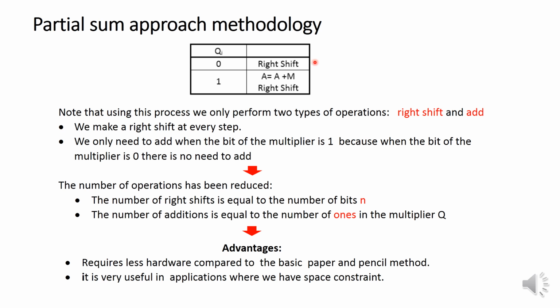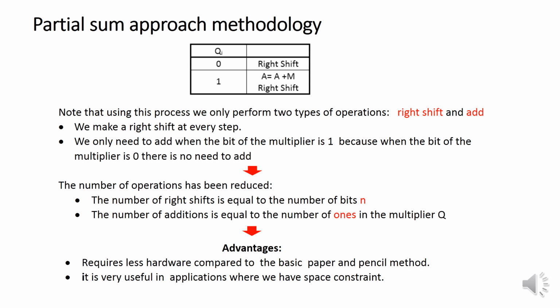We make a right shift at every step, but we only need to add when the bit of the multiplier is 1, because when the bit of the multiplier is 0, there is no need to add, because a number plus 0 is the same number. So the number of operations has been reduced. The number of right shifts is equal to the number of bits, but the number of additions is only equal to the number of ones in the multiplier.